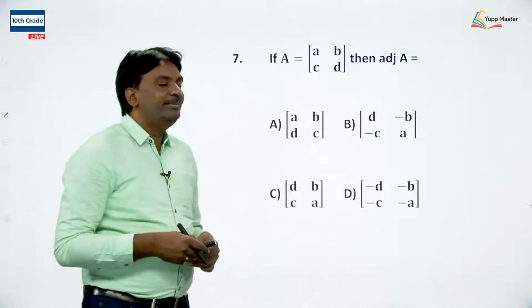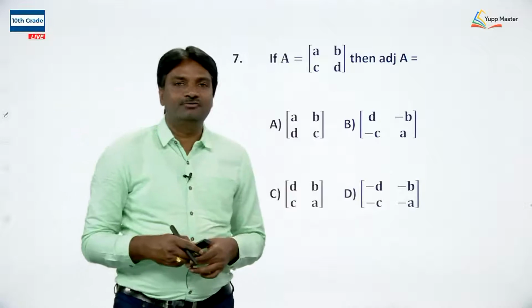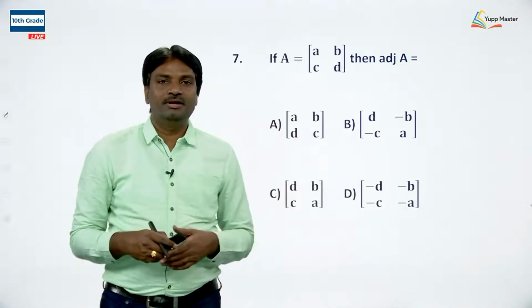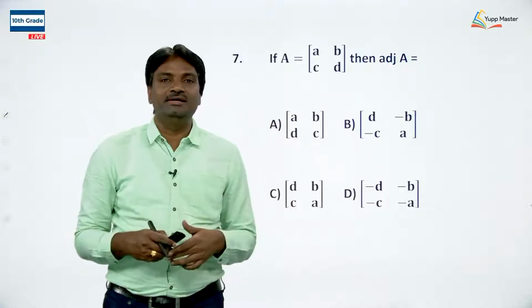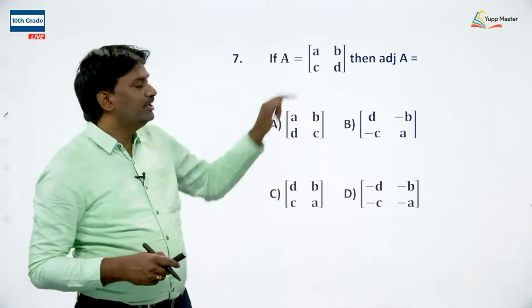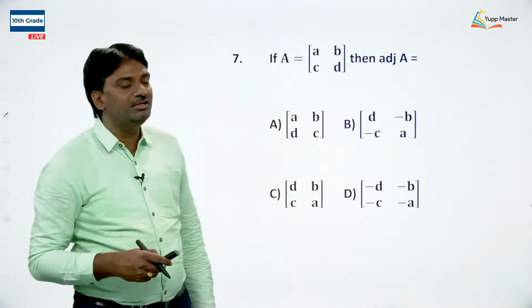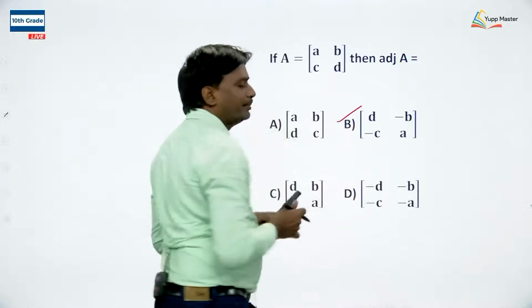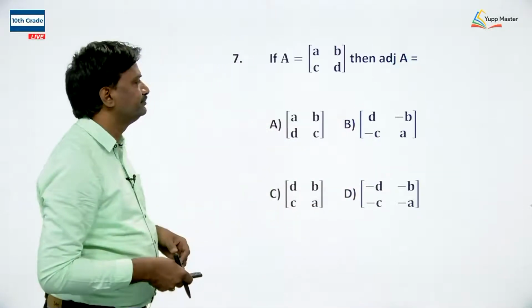So if A equal to A, B, C, D, then adjoint A, simple direct formula. This is a 2 cross 2 matrix. So many times we used this formula for finding the adjoint of 2 cross 2 matrices. If A equal to A, B, C, D, then adjoint A is known as D, minus B, minus C, A. So that is option B. So direct formula.